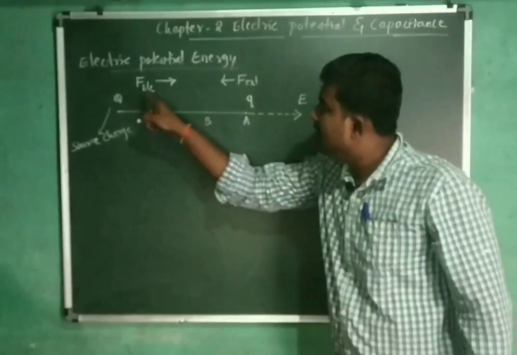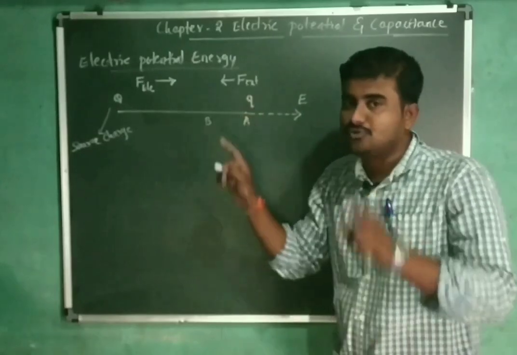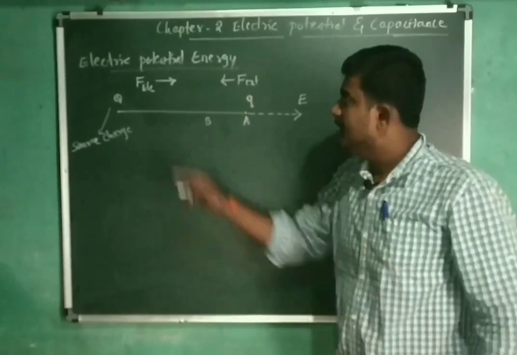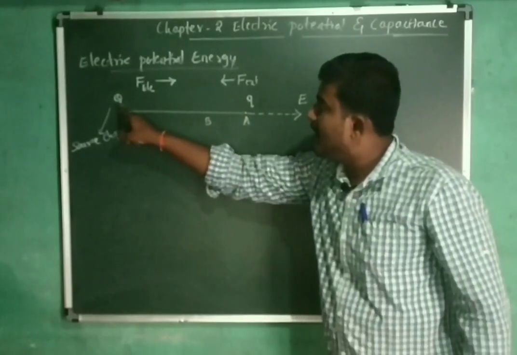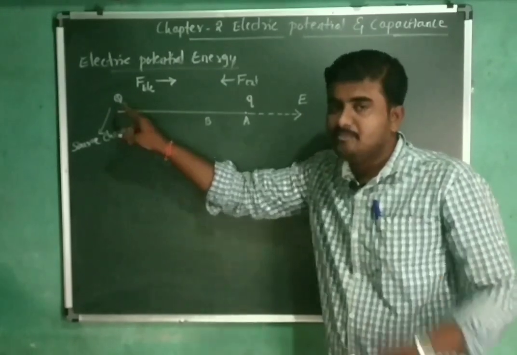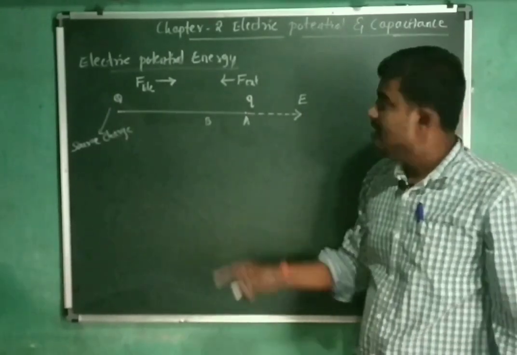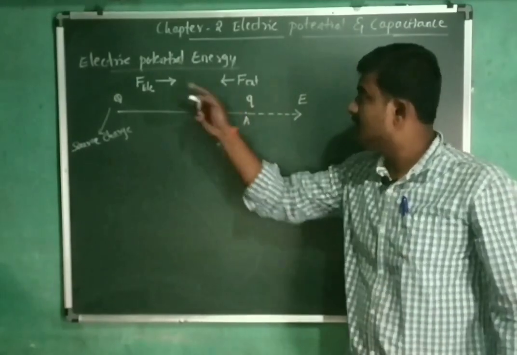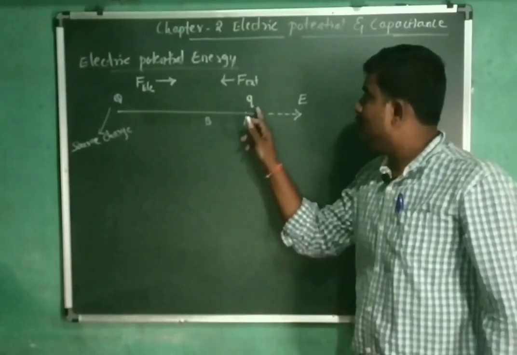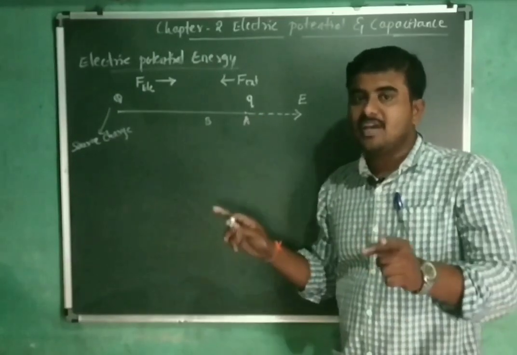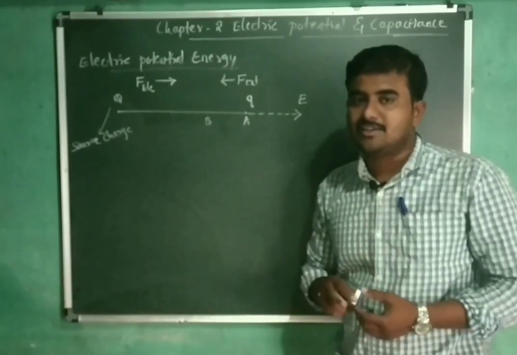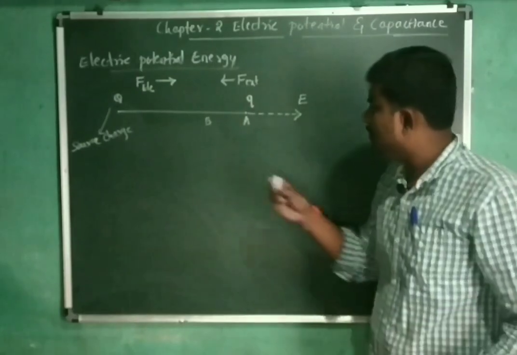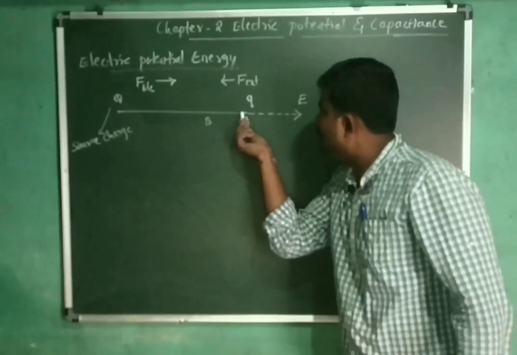In order to make zero acceleration, what am I supposed to do? I have to make the electric force and external force equal and opposite. It means if the force created by the electric field is 10 Newton, then my external force has to be 10 Newton only. Then and only then the net force acting on this charge is going to be 0. Then force is 0, so acceleration is going to be 0. For that I have to carry this charge very slowly.